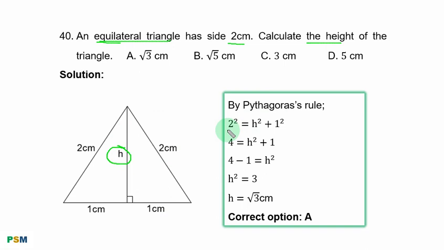So 2 squared is equal to h squared plus 1 squared. You have this result. Transfer plus 1 to the left hand side. It becomes negative. h squared is equal to 3. To get h, you take the square root of both sides. That is root 3 centimeters. The correct option is A.